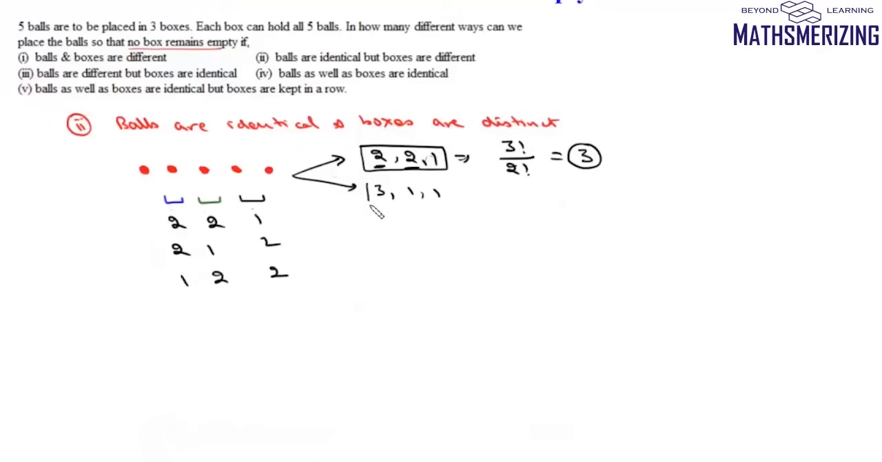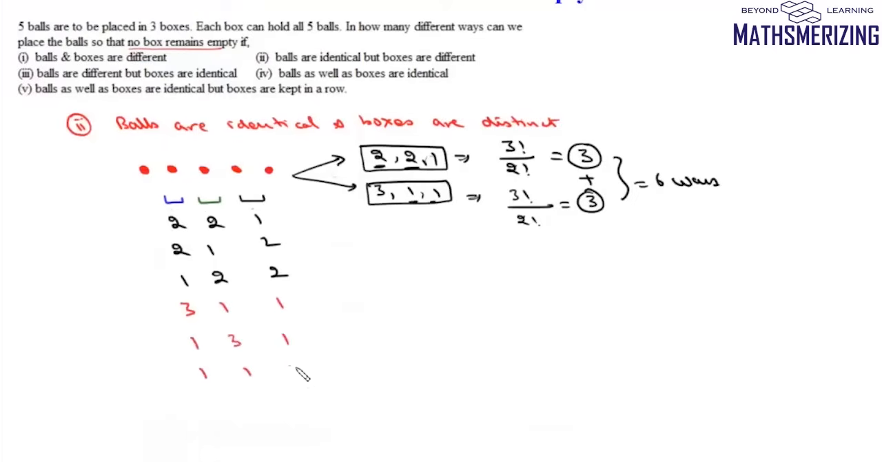In the same way, we can distribute 3, 1, 1 in 3 distinct boxes as factorial 3, and since the two 1s are the same, it is divided by factorial 2, and this again is 3. So it will be 3 plus 3, and that is 6 ways. We can write this as 3, 1, 1, 1, 3, 1 or 1, 1, 3.